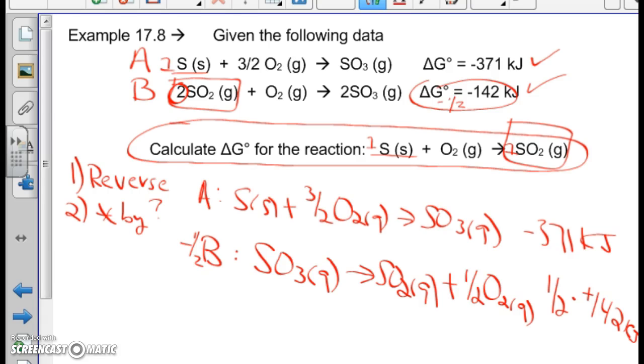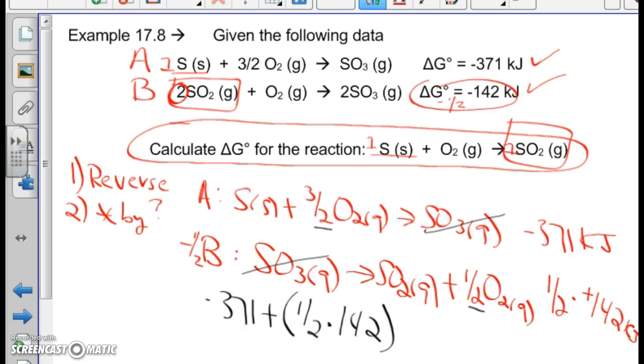Now, check to see, do you have ultimately what you wanted? Well, SO3 cancels on both sides. So that goes away, which is what we don't want to have, SO3 in our unknown that I circled in red, the long one. And then if I think about it, 3/2 minus 1/2 becomes what? Well, 3/2 minus 1/2 is 2/2, and 2/2 is a 1. So I ultimately have exactly what I want in my unknown. So then I just have to do the math. So negative 371 plus 1/2 times 142. Remember, I made it 142 positive because I reversed it. When I do all that math, I get negative 300 kilojoules.